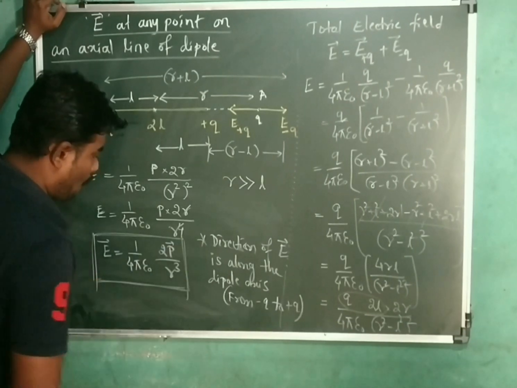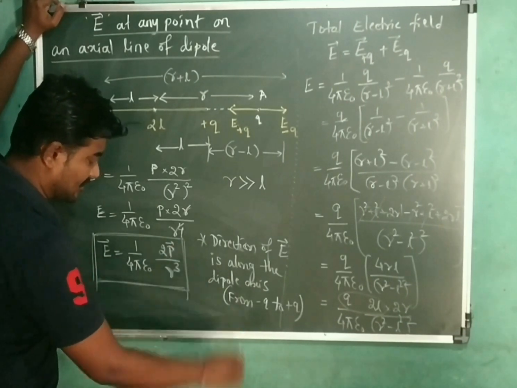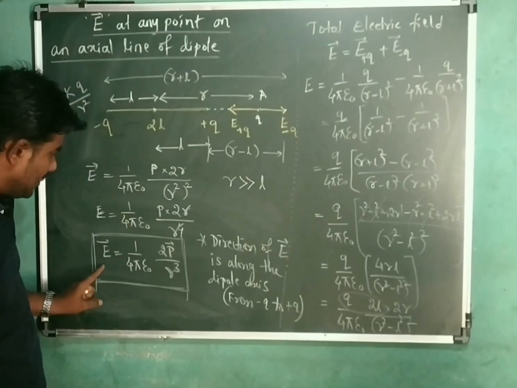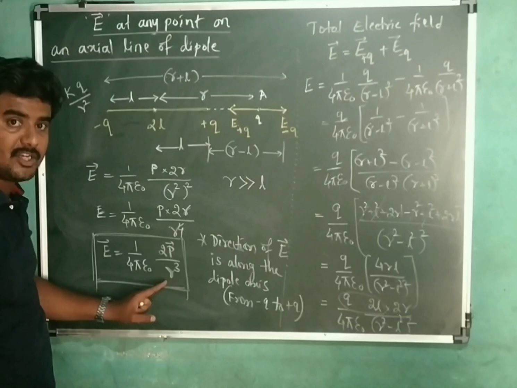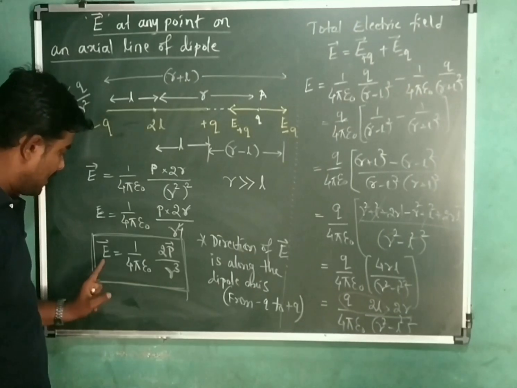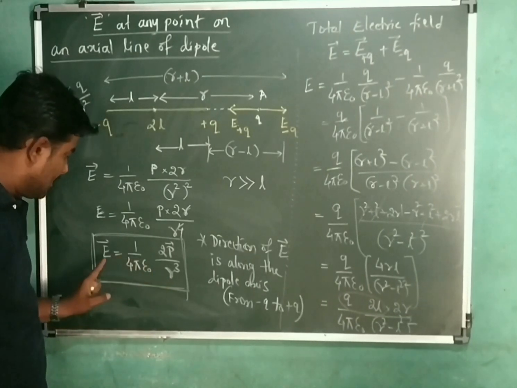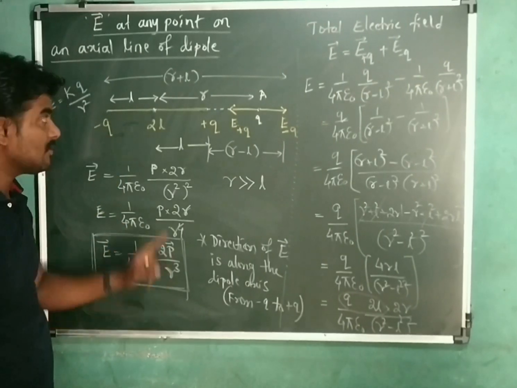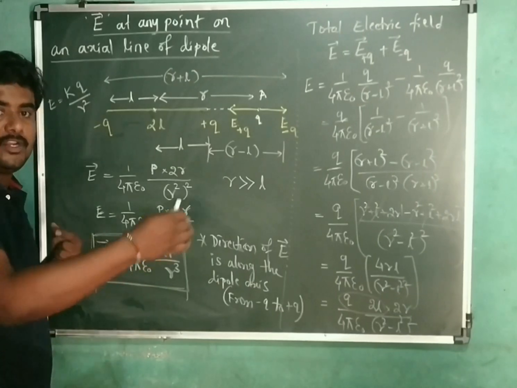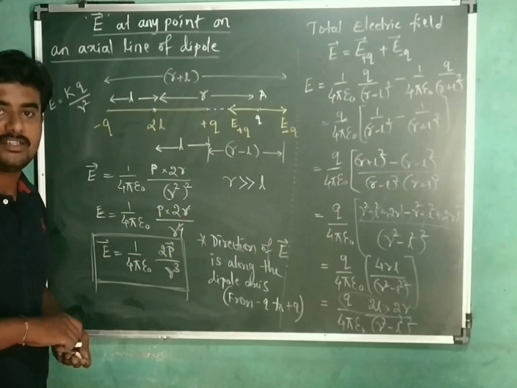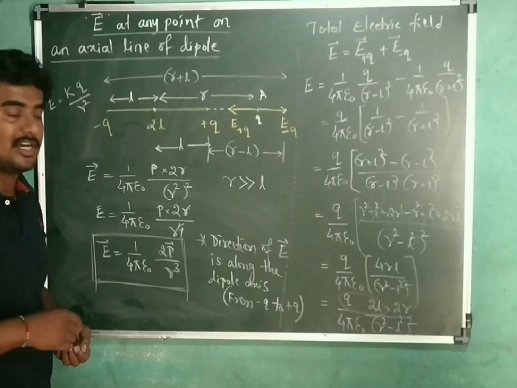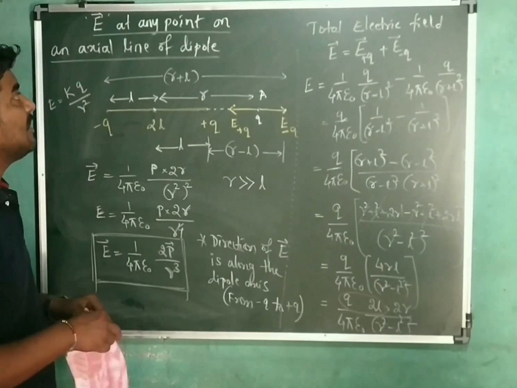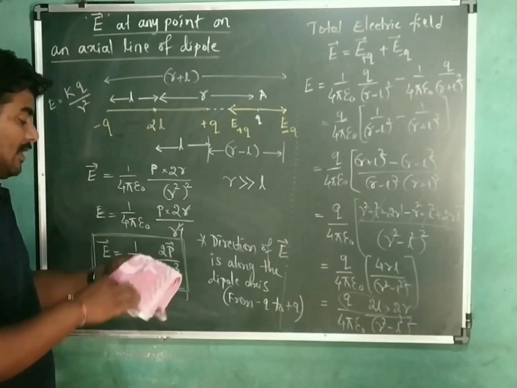And electric field goes on decreasing as the distance increases. For a single charge, the electric field goes as 1 over R square. For a point charge we have already derived it, and that is R square. And here for the dipole the electric field goes as 1 over R cube. It means for a dipole, the electric field is going to decrease very fast compared to a point charge. So next we shall start electric field intensity at any point on the equatorial line of a dipole.